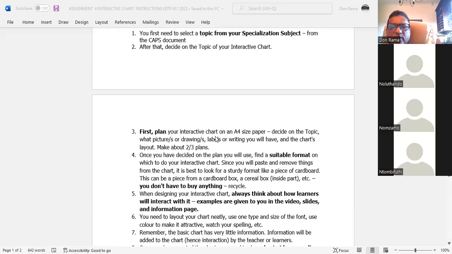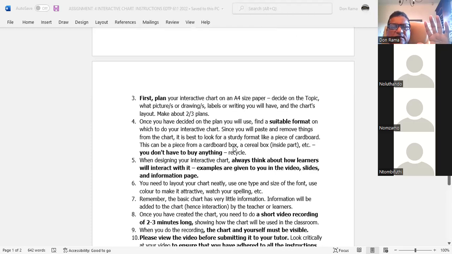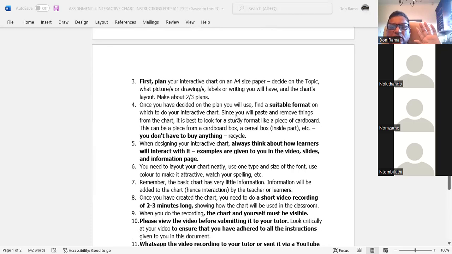You first plan your interactive chart on an A4 size of paper. That means on the small paper, you plan it first. And you decide on the topic, what pictures or drawings, your labels or writing you will have on the chart layout, right? So you make about 2 or 3 plans. Once you have decided on the plan, you will find a suitable format on which to do your interactive chart.